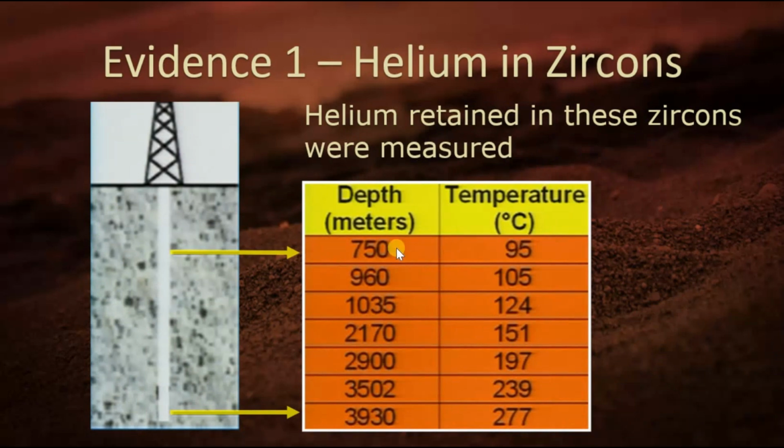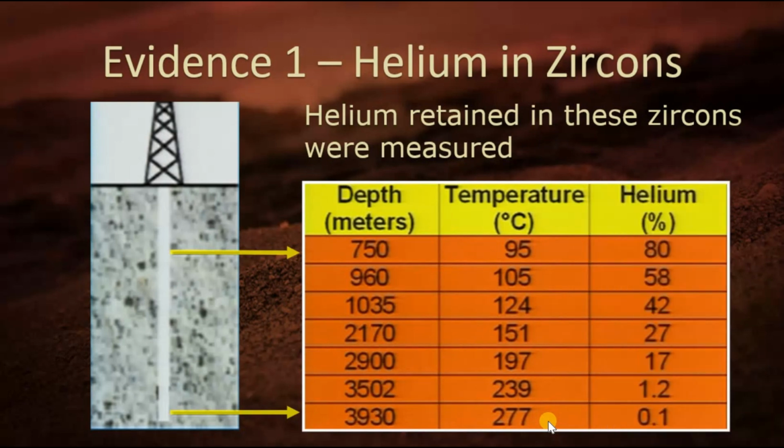When you go down 750 meters, the temperature is 95 degrees. They went all the way down to 3,930 meters, which is almost 4 kilometers, or 2.4 miles deep. That's pretty deep into the earth. And look at the temperature, 277 Celsius, which converts to 531 degrees Fahrenheit. That's more than twice the boiling point of water. That's how hot the rocks were at this depth.